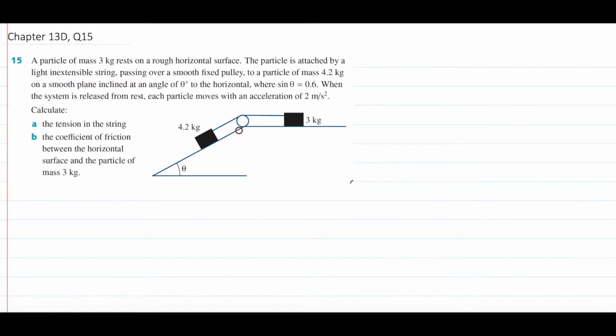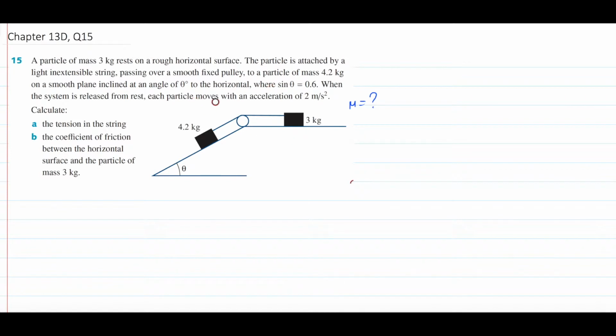Okay, so we know the horizontal surface is rough, so there is some coefficient of friction. We don't know for sure, but for now we'll just put a question mark there. And this inclined plane is a smooth plane, so there is no friction on this one, but there is friction on this other one. So it's an interesting question. Friction doesn't exist for both of the planes.